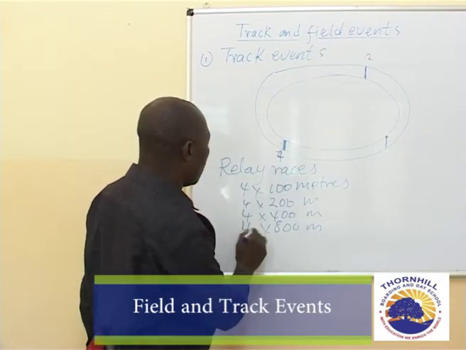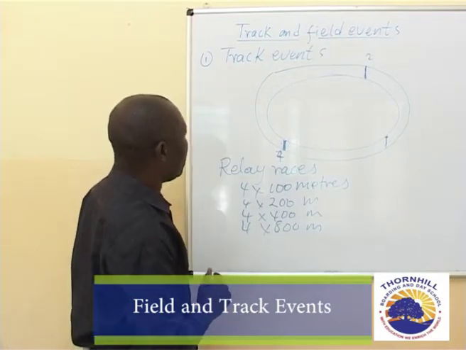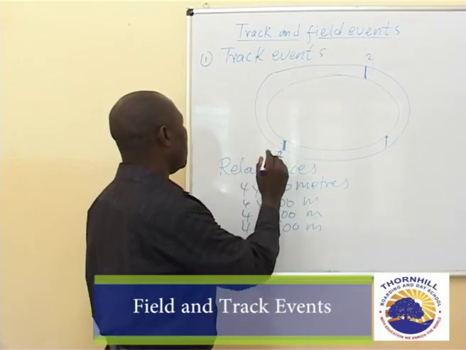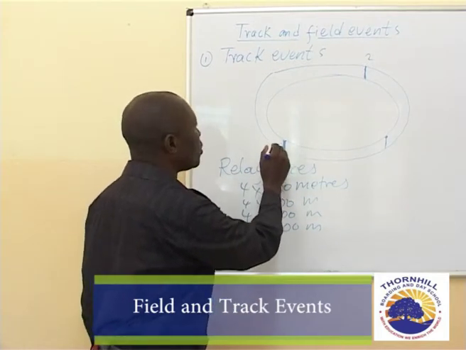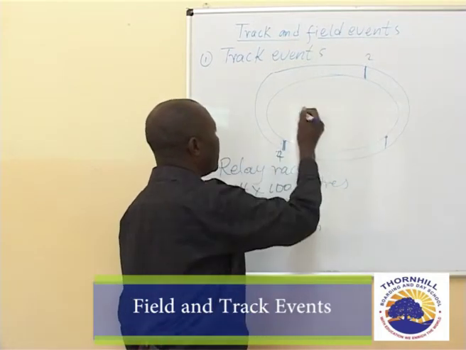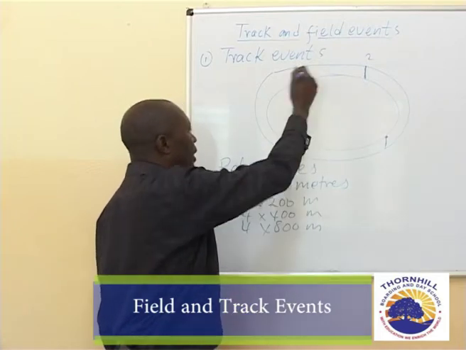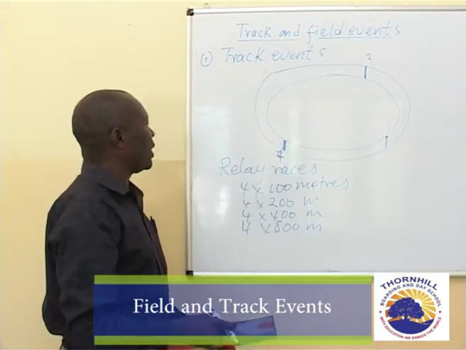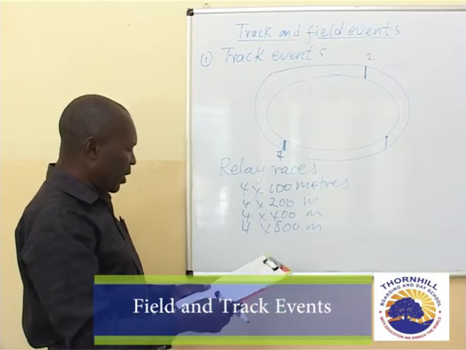Then we come to the 4 by 800 meter relay race. This one, the runner has to run 2 laps. 1, 2, they give the friend. 1, 2, just like that until the last one finishes the relay race.